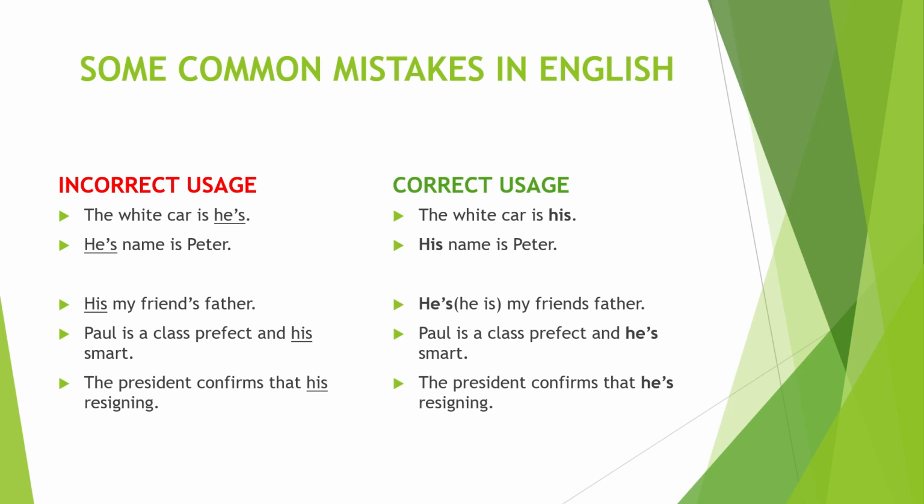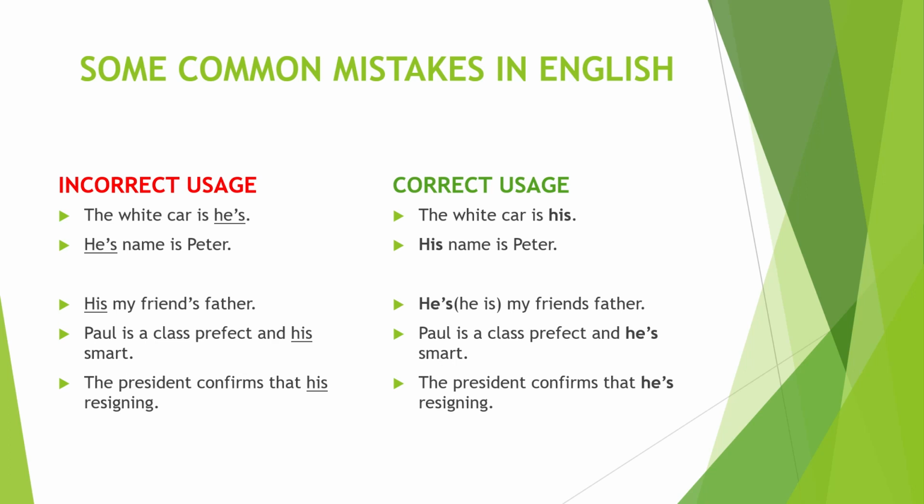The white car is his. The white car is his, not he's. Remember, he's means he is, so you can't say, fine, you can say, but it's incorrect to say the white car is he is. Rather, the white car is his. His name is Peter, not he's name is Peter, no. His name is Peter.